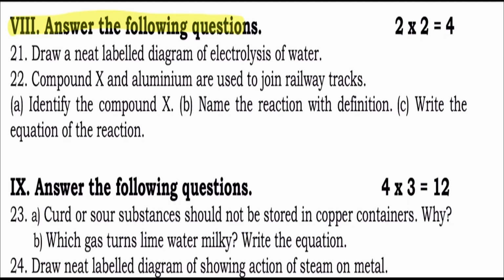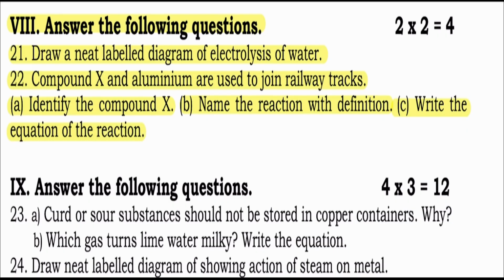Answer the following questions. Question number 21. Draw a neat labeled diagram of electrolysis of water. I think you will do it. 22nd question. Compound X and aluminum are used to join railway tracks. A. Identify the compound X. B. Name the reaction with definition. C. Write the equation of the reaction.